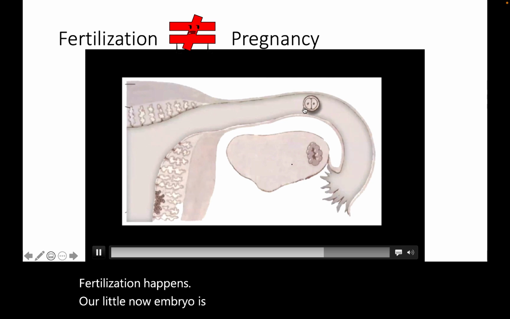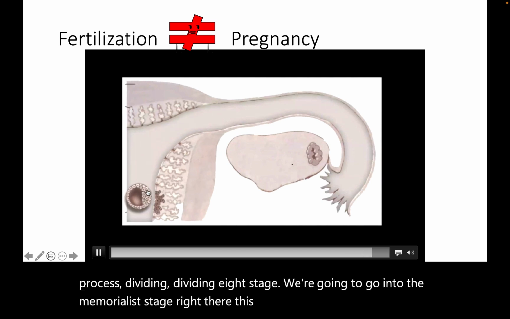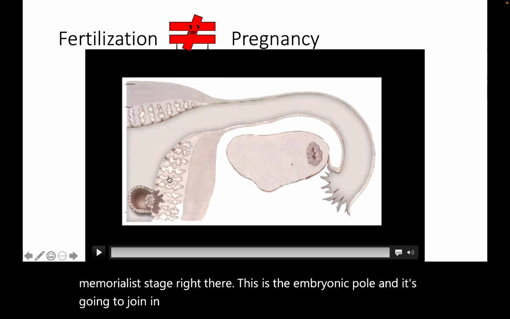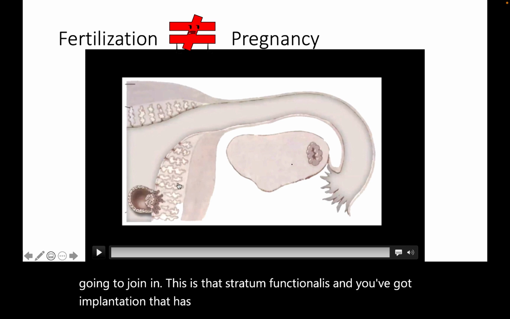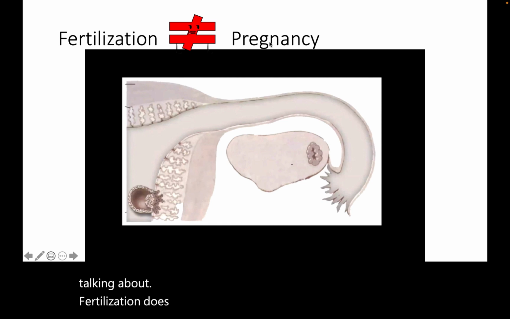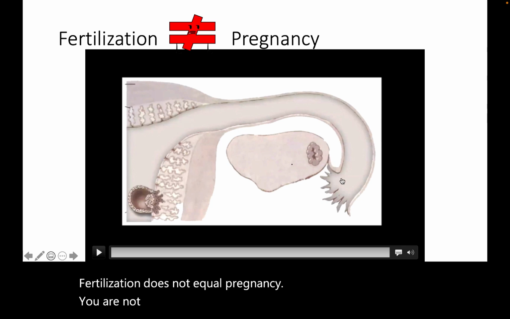Our little embryo is going to start going through that process, dividing. 8 stage. We're going to go into the morula stage right there. This is the embryonic pole, and it's going to join in. This is that stratum functionalis, and you've got implantation that has happened. Right? And so that is what we are talking about. Fertilization does not equal pregnancy. You are not pregnant at fertilization. You are pregnant once implantation happens.